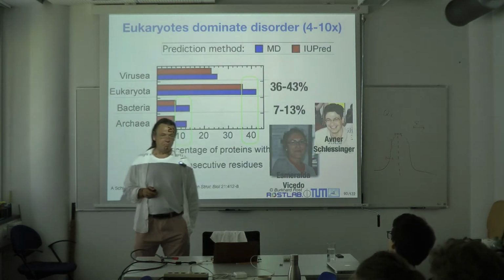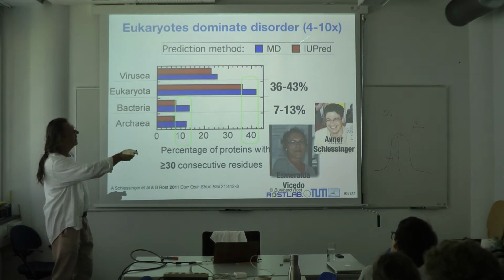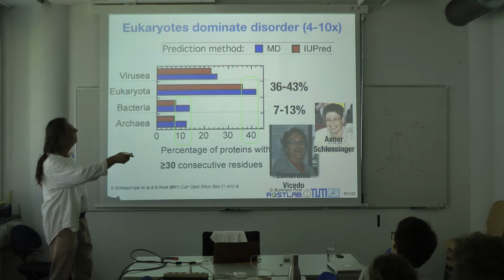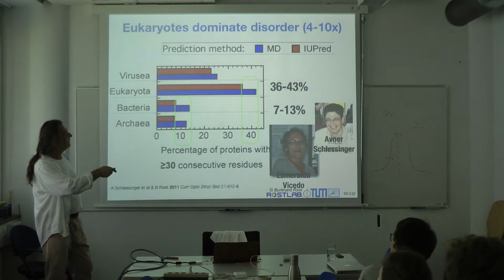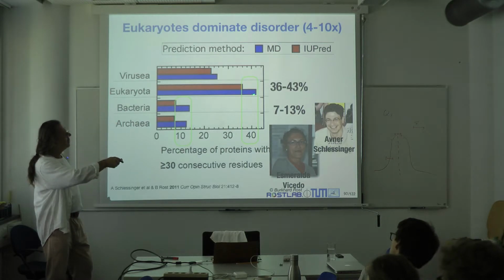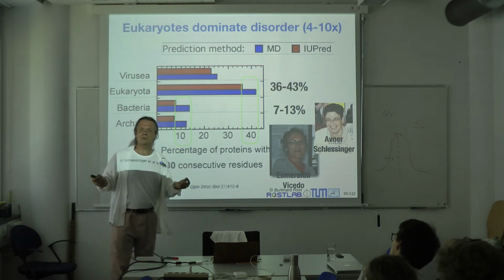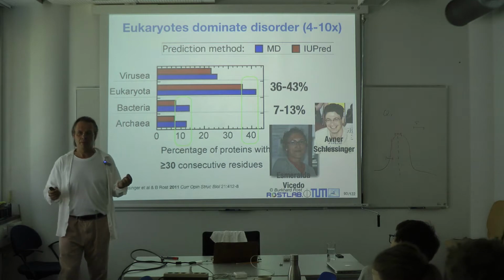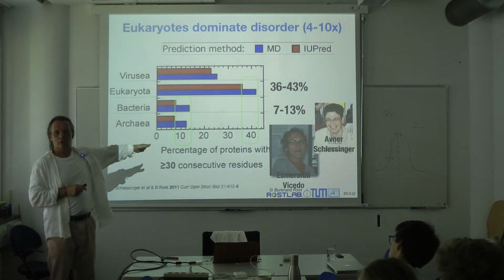The one thing that I want to point out: if I asked how many proteins have some regions of disorder, here from the method IUPred, and again the quote is missing, this is a publication from Esmeralda Vicedo and Avner Schlessinger, and it says that in eukaryotes, depending on whether you use IUPred or MD (MD overpredicts a little bit, IUPred for this particular case may underpredict), you see that 36 to 43% of all proteins have some long region of disorder. Long means 30 residues and more. Okay? When you look at bacteria and archaea, this number is much lower.